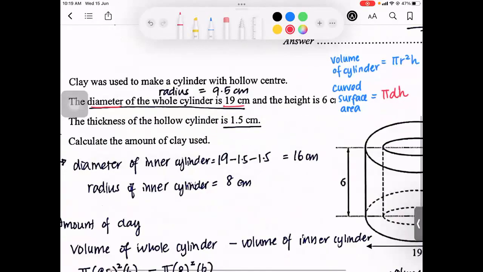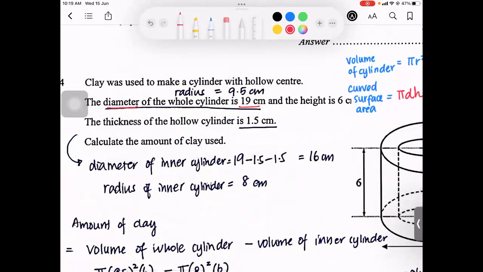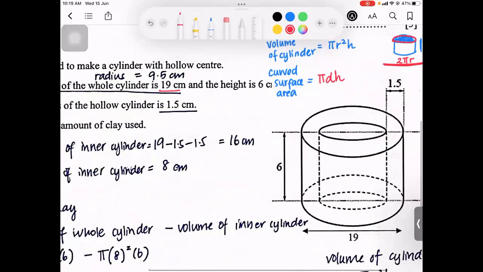Height is 6 cm. Okay, the thickness of the hollow cylinder, meaning the one that's inside, this one over here is being removed. This is empty, so only got the solid portion outside over here. Only this is available. Okay, they say the thickness is 1.5, but thickness goes two ways. This is 1.5, this is also 1.5. So what is this trying to tell you? This tells me that the diameter over here for my inner portion of the cylinder will be 19 minus away 1.5 minus away 1.5.